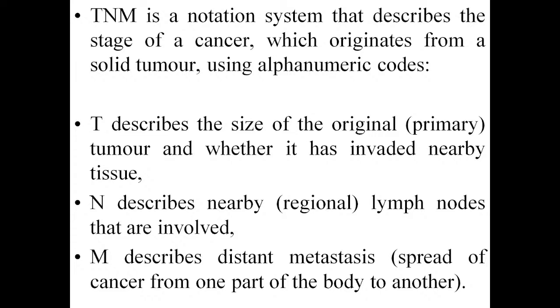TNM classification is a notation system that describes the stage of cancer originating from solid tumors using alphanumeric codes. T. What is T? T describes the size of the original tumor and whether it has invaded nearby tissue. N describes nearby regional lymph nodes that are involved. And M describes distant metastasis, spread of the cancer from one part of the body to another. T, the size, N, the lymph nodes, and M, metastasis.